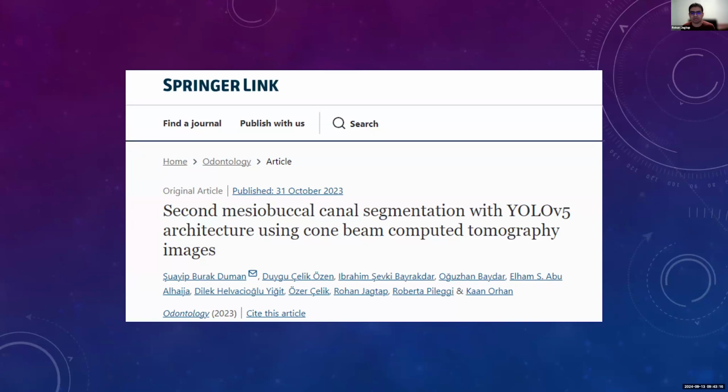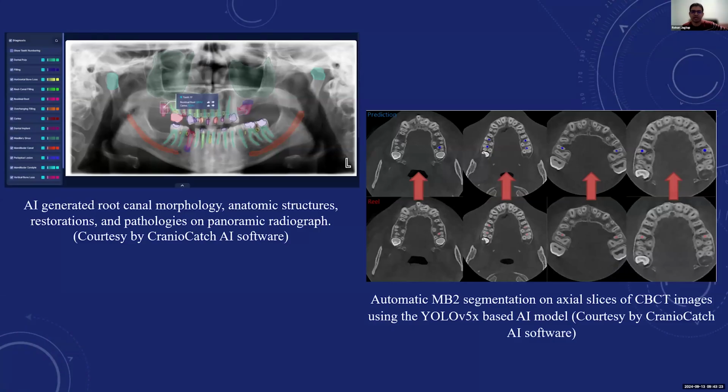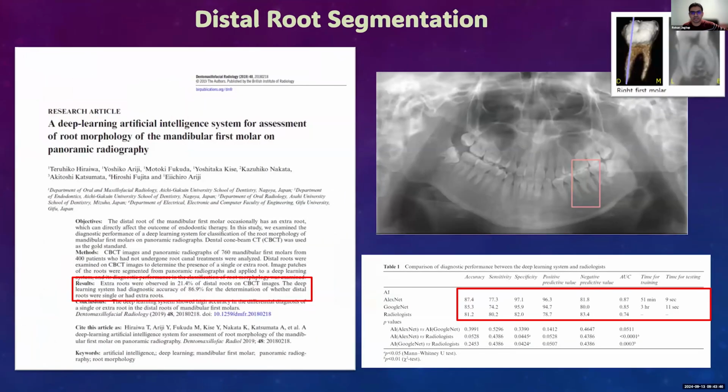We did a cone beam CT study for mesiobuccal canal segmentation, and we already published it. So I will show you the image right here of a cone beam CT. On the right side, you can see the red dot on the MB2 canal is by the humans, and the blue ones are the prediction by the AI. I'm not able to point this out on the screen, but hopefully you'll be able to see it. That's MB2 segmentation. That's another application.